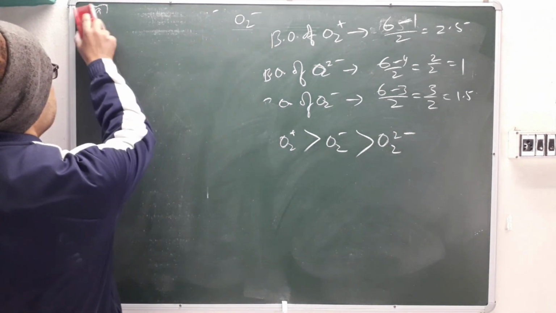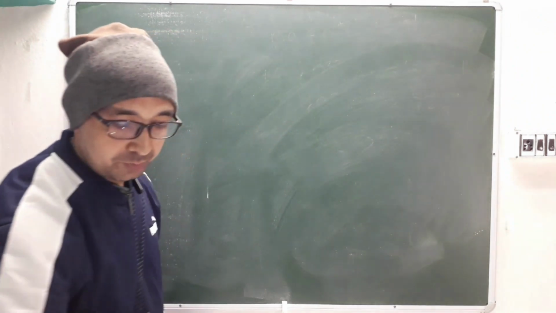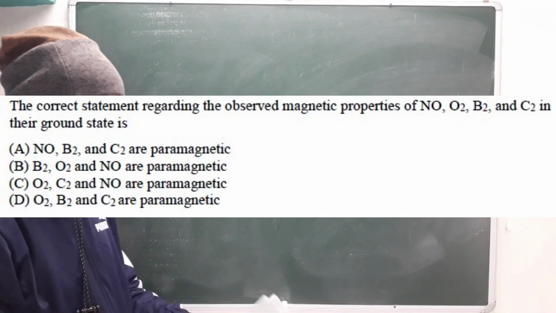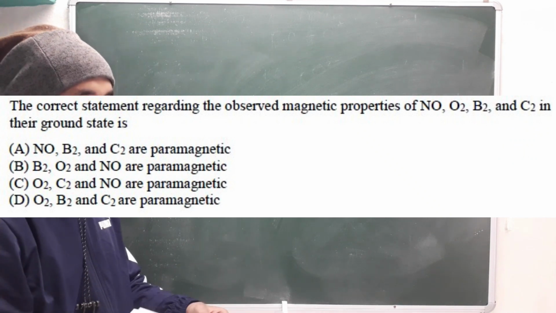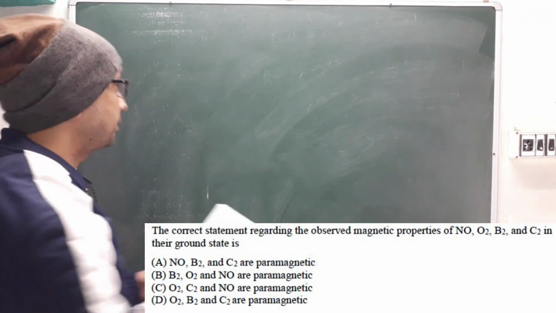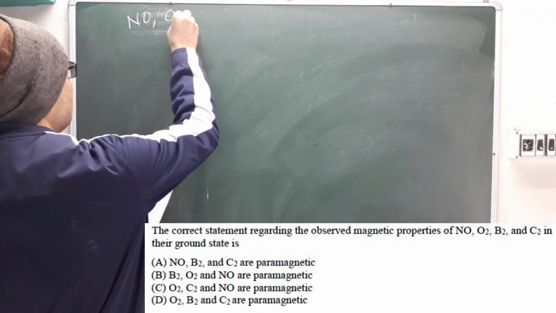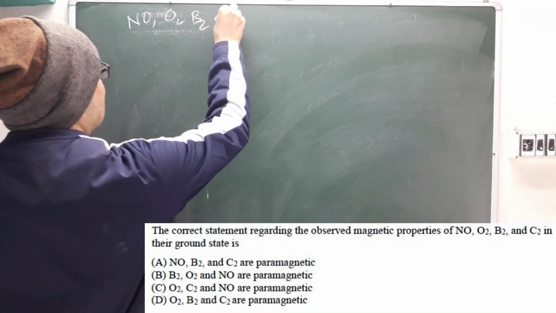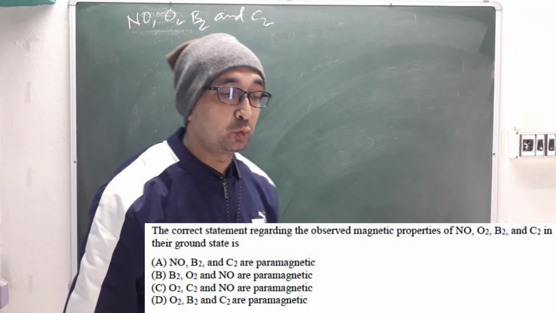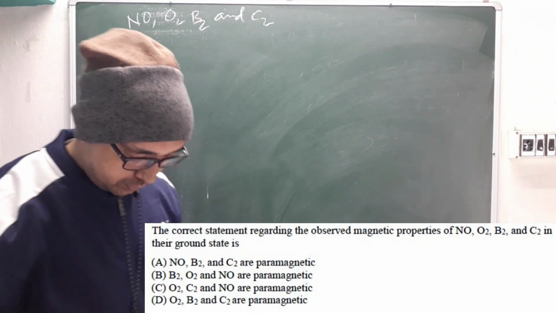Okay, so next question we will take from the same year, 2019. There are so many questions they have asked. They are asking for the correct statement regarding the observed magnetic properties of NO, which you have already done, right, O2, B2 and C2 in their ground states. So NO, O2, B2 and C2, they are asking about the magnetic properties. Try to do it.